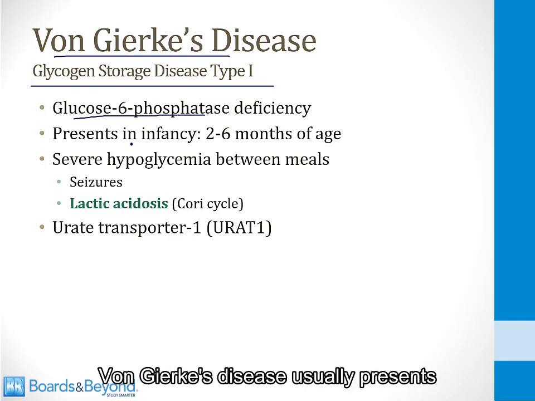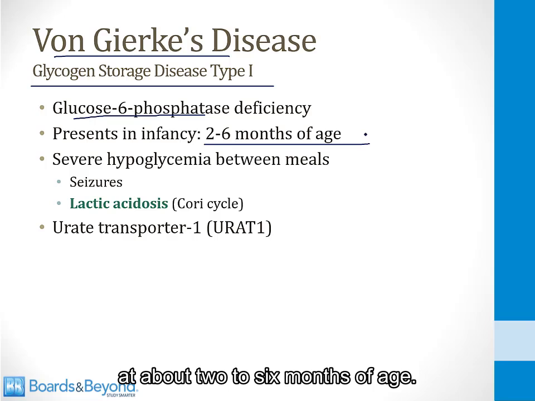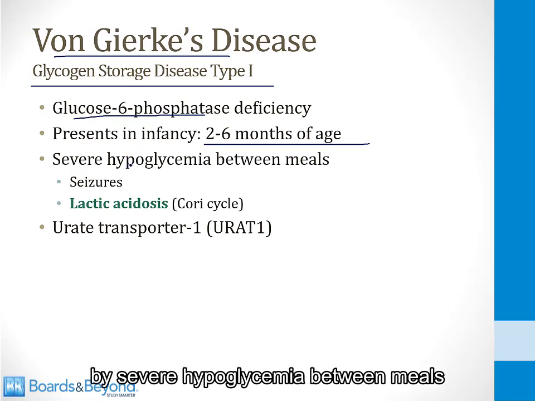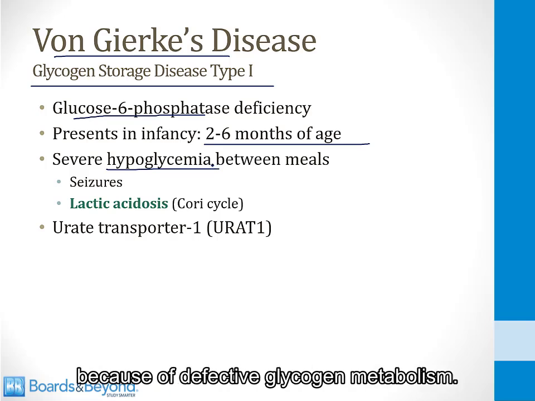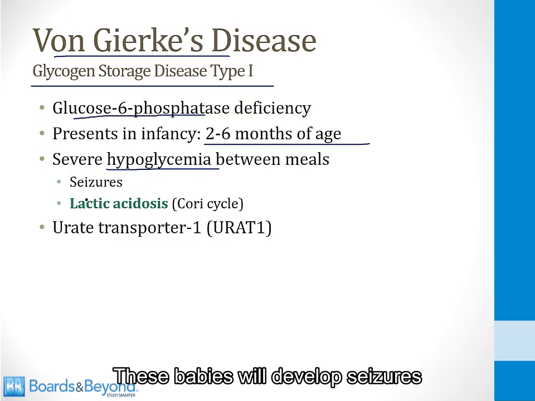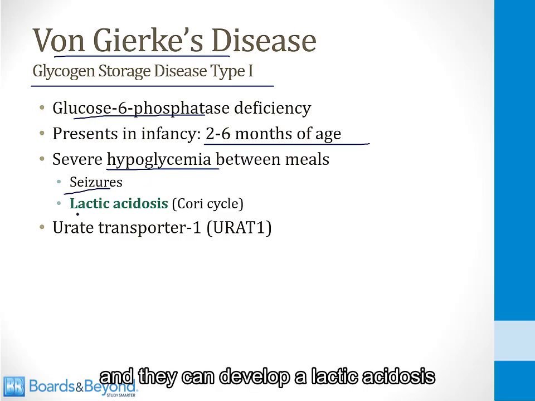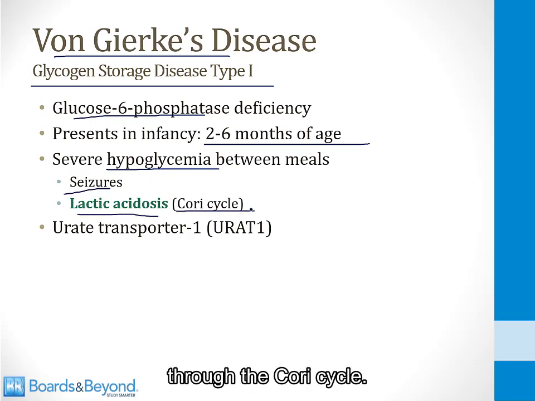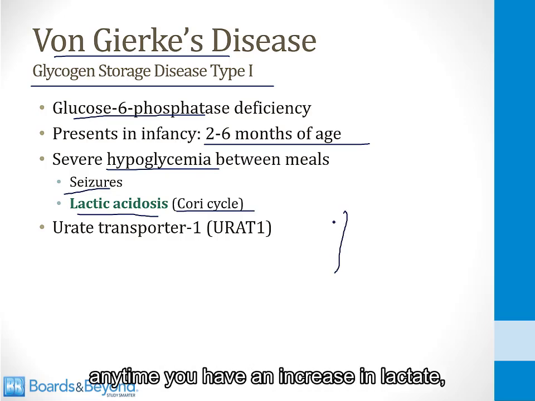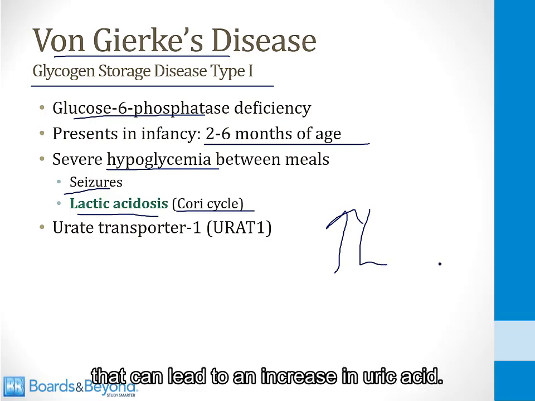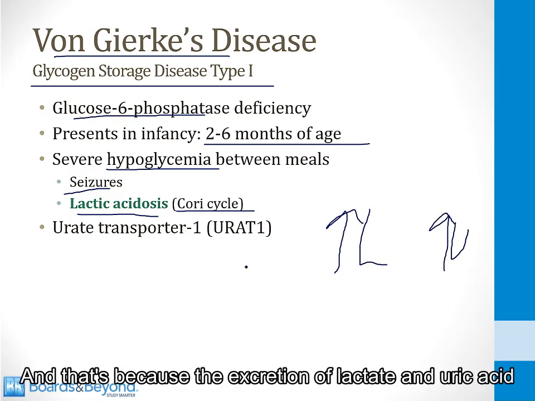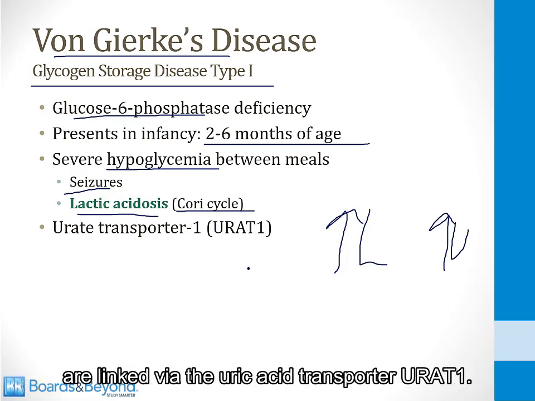Von Gierke's disease usually presents at about 2 to 6 months of age, and the clinical features are dominated by severe hypoglycemia between meals because of defective glycogen metabolism. These babies will develop seizures, and they can develop a lactic acidosis through the Cori cycle. And as we talked about before, anytime you have an increase in lactate, that can lead to an increase in uric acid. That's because the excretion of lactate and uric acid are linked via the uric acid transporter URAT1.